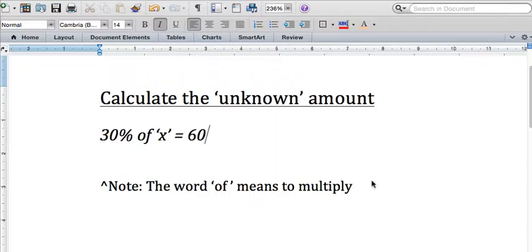We'll just be covering how to calculate the unknown amount with percentages. So if you have a question that says 30% of an unknown amount, an unknown variable, x in this case, is equal to 60. 30% of something is equal to 60. Find that something. Just note that the word of means to multiply.